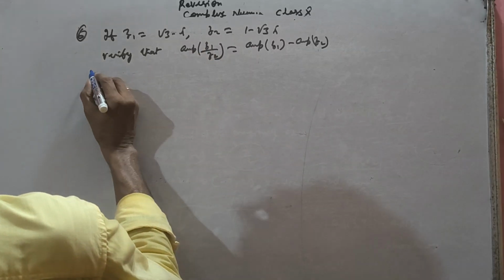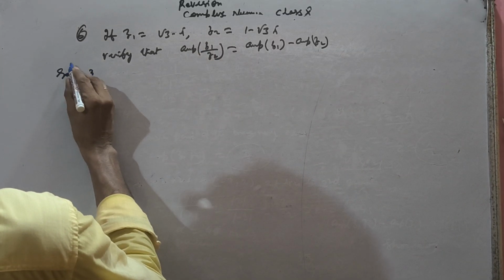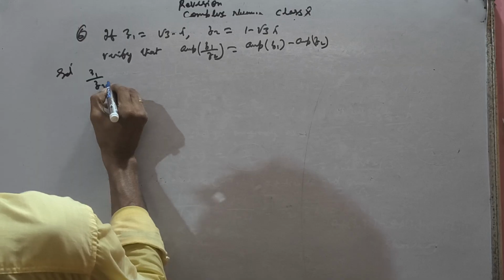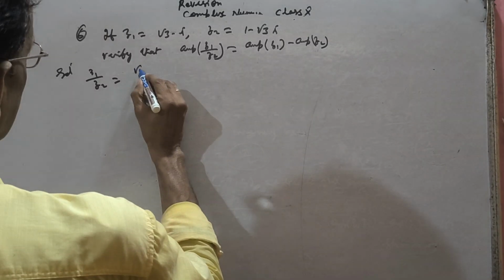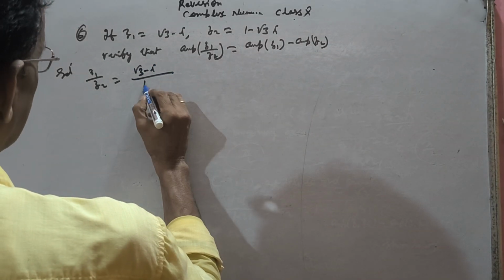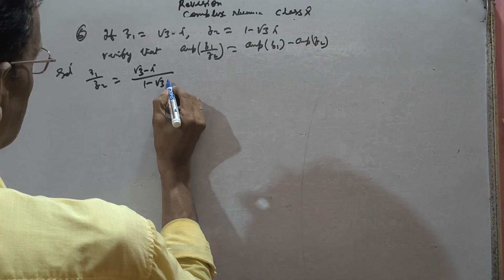First find the left hand side, find out the solution. Z1 by Z2. Let me check the question once more. Okay. Find Z1 by Z2: root 3 minus i by 1 minus root 3i.